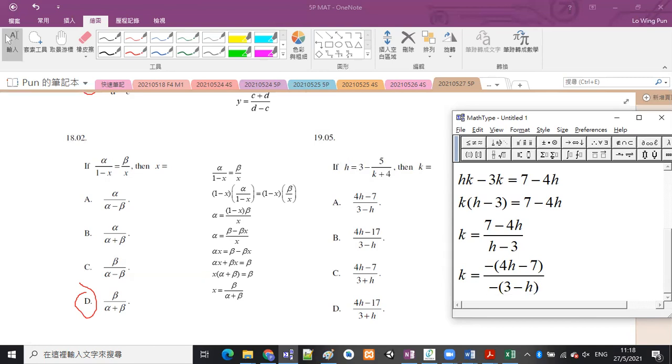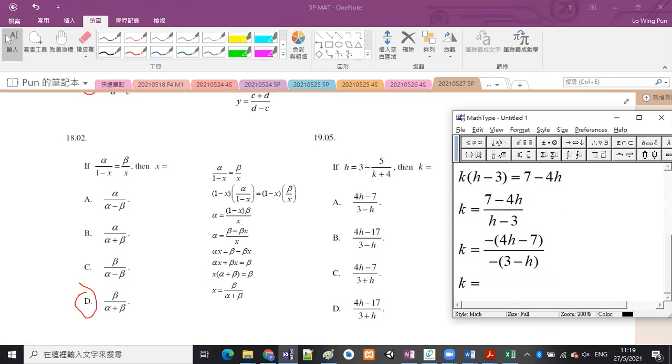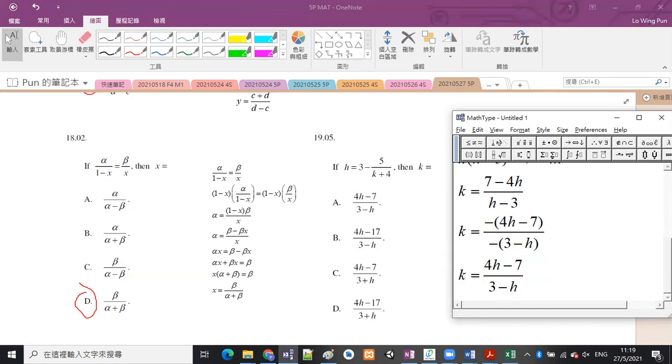Okay? So it just becomes both positive. It's 4h minus 7 over 3 minus h. Okay? It's one up, one down. It can be cancelled by each other. Okay? And now I have 4h minus 7 divided by 3 minus h, where option A will be the correct answer. Can you get this?